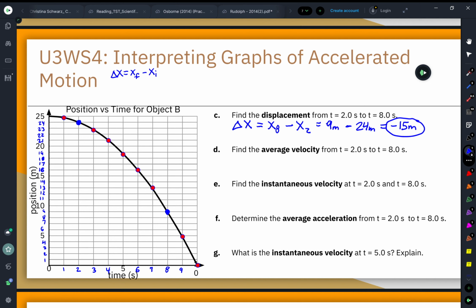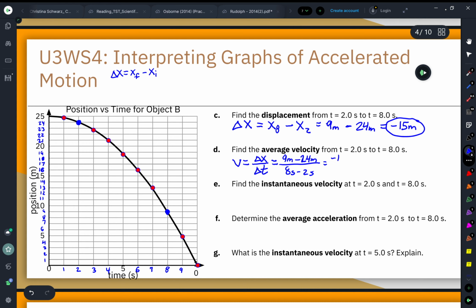For part D, we need to find the average velocity from a time of 2 seconds to a time of 8 seconds. So for our average velocity, we're looking at that same time interval. But when we calculate an average velocity, it's going to be a change in position over a change in time, or the displacement over that time interval. Our change in position is 9 meters minus 24 meters, just like we did for the previous part. And our change in time is 8 seconds minus 2 seconds.